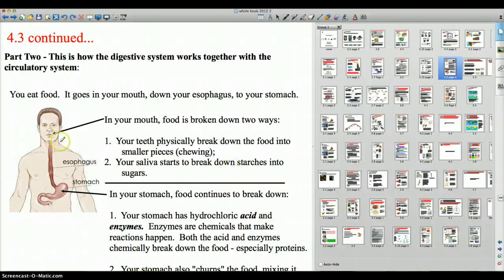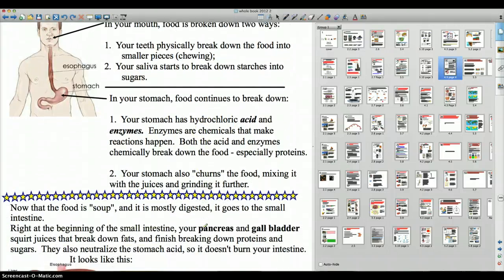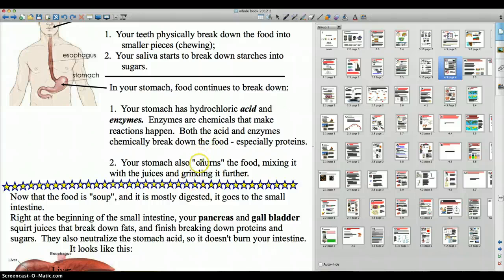The digestive system. You eat food, it goes down the esophagus and into the stomach. You chew food, that physically breaks it down. Your saliva chemically breaks down starches into sugars. Inside your stomach, acid and enzymes start to break down the food further, especially proteins. There's also churning, which physically breaks down the food.